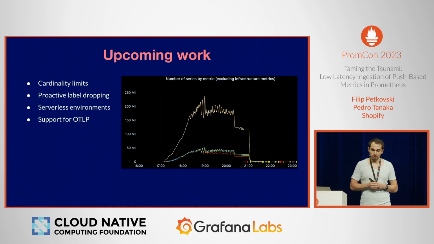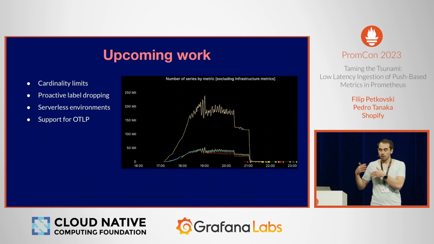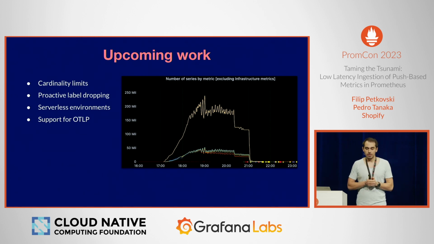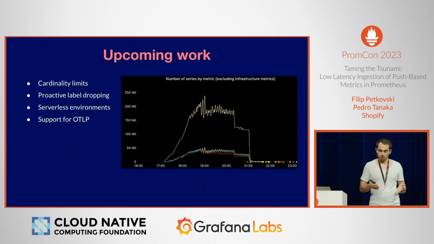This chart here on the right side shows a case where developers were adding unsanitized user input from a form into a label value. So during a flash sale, the amount of values in this label just exploded, and we ended up ingesting 200 million time series just from one metric. Obviously, this makes the metric completely unusable. You can't query it, you cannot do anything with it, so we might as well just drop it if we detect something like this.